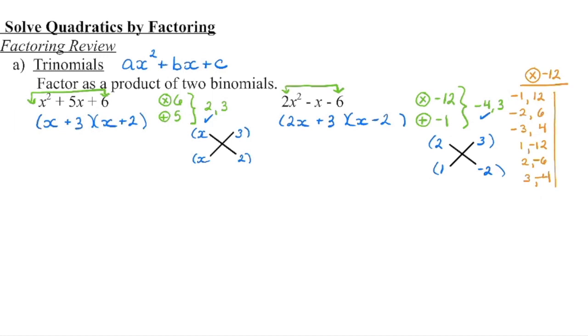Now we're going to go ahead and add those together. So negative 1 plus 12 is going to give me 11. Negative 2 plus 6 is positive 4. Negative 3 plus 4 is positive 1. 1 plus negative 12 is negative 11. 2 plus negative 6 is negative 4. 3 plus negative 4 is negative 1. Because we need the two that add to negative 1, the numbers we're going to choose are those ones, 3 and negative 4.